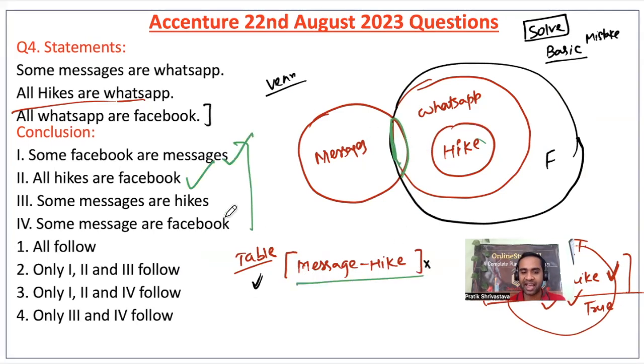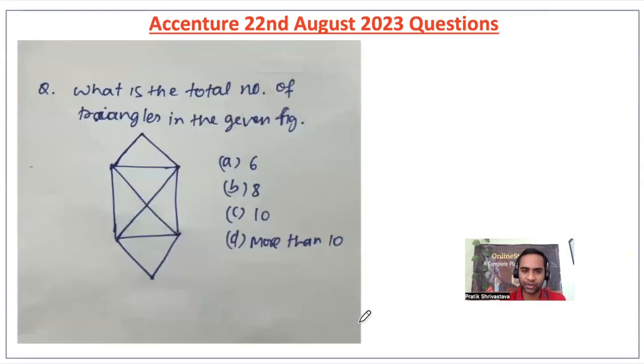Now, message and hike, please do not ask me, because the relation you have not given. So hike, I can make it like this also, and hike, I can keep it like this also. So some messages are hike is not true. And even if they say no message is hike, that will also be false, because they have not given any relation between message and hike. Some messages are Facebook, yes. If you're saying some Facebook are message, then you can say some messages are Facebook. And here 1, 2 and 4 follow. So option 3 will become the correct answer for question number 4.